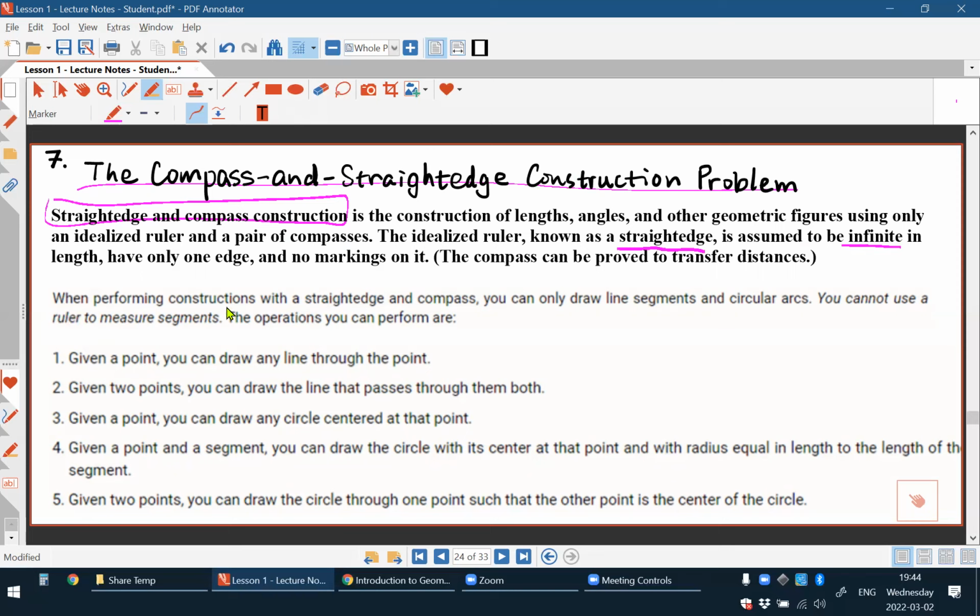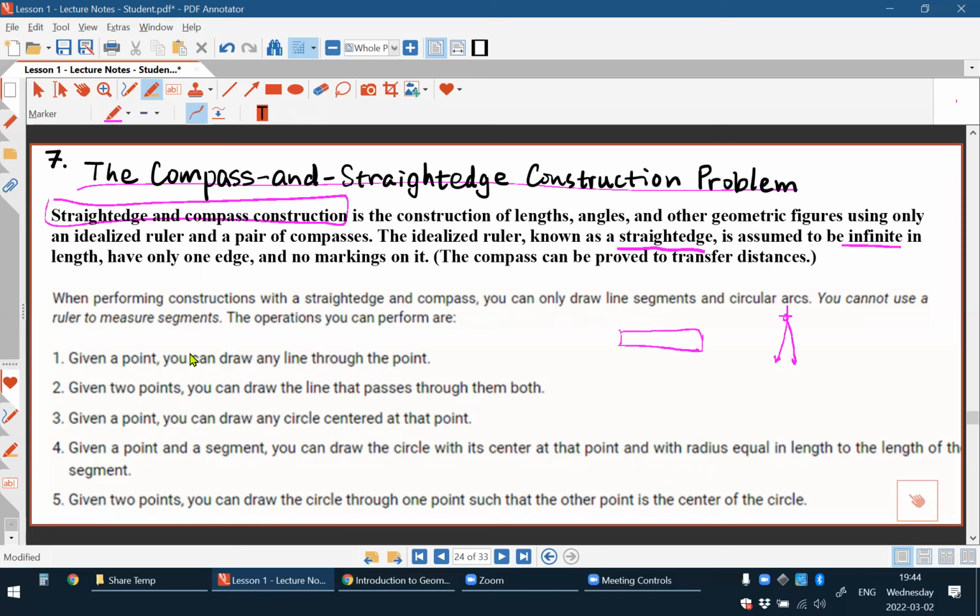And of course, when performing constructions with a straight edge and compass, you can only draw lines, segments, and circular arcs, right? If you have only an idealized straight edge and a compass, which should look like this, we can only draw lines, segments, and circular arcs, right? We cannot use a ruler to measure segments. The operations you can perform are only these 5.